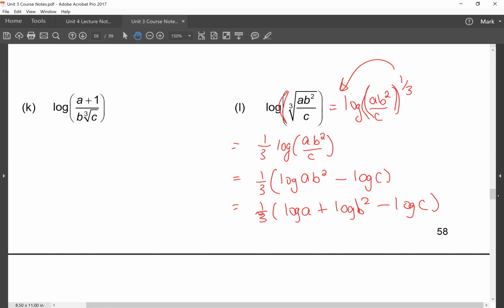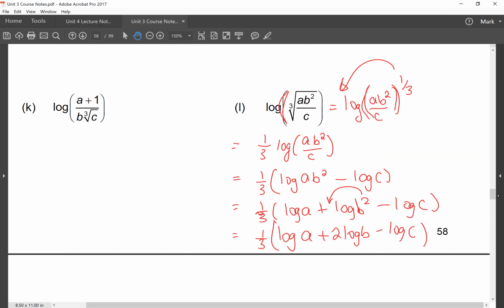And then there's one more thing I can do. I can bring the 2 down in front. So 1/3, all brackets. If you don't put the brackets here, you will not get full marks. Because if you don't put the brackets here, you're just telling me that only the log A is multiplied by 1/3. The brackets in math indicate that everything is multiplied by 1/3.